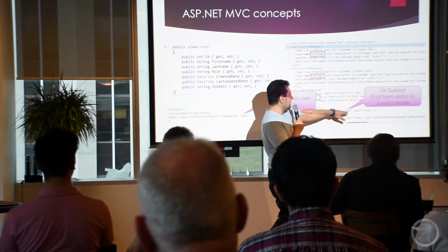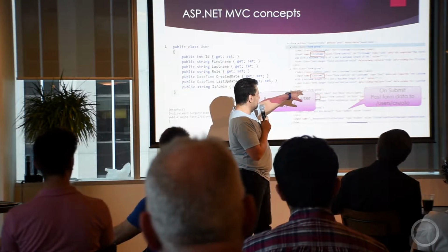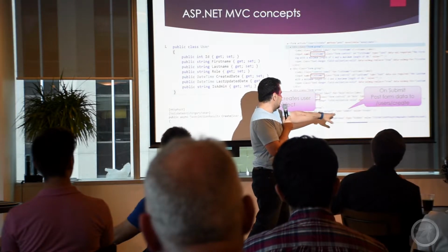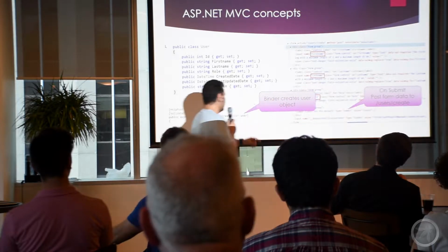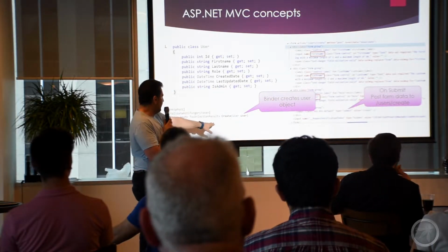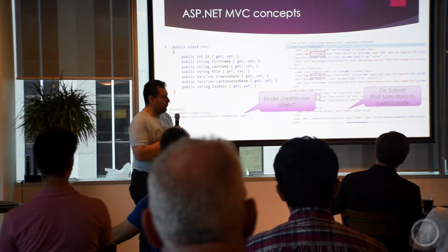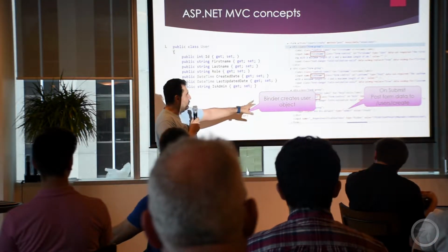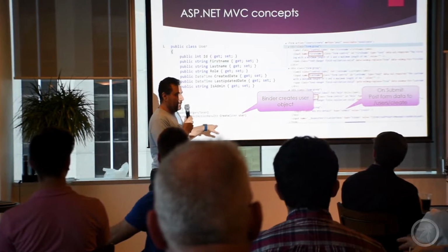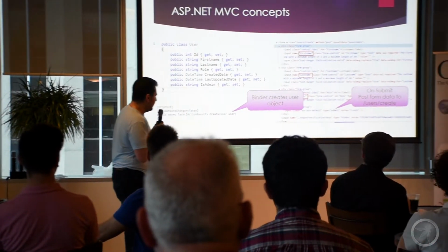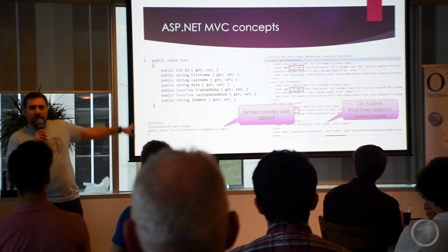So this is a form that the user can use to create other users. When hitting the submit button, it will call the create action method in the user's controller. And what ASP.NET will do for you is take that data and create a user object that can be used inside the create action method. Is this clear? It's easy, right?